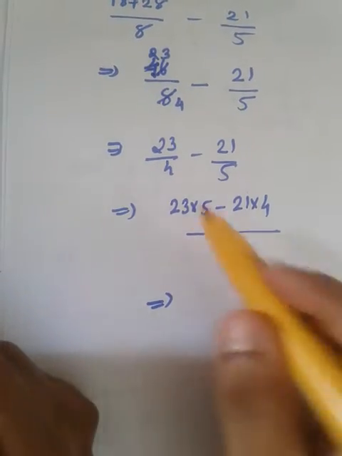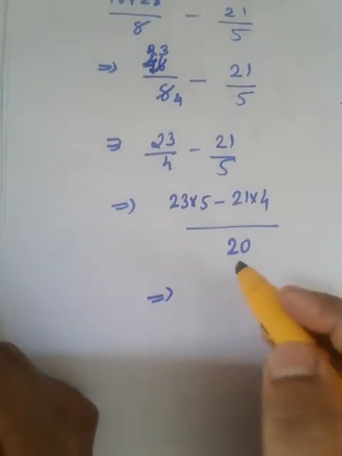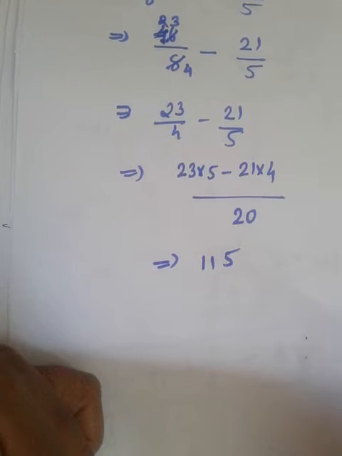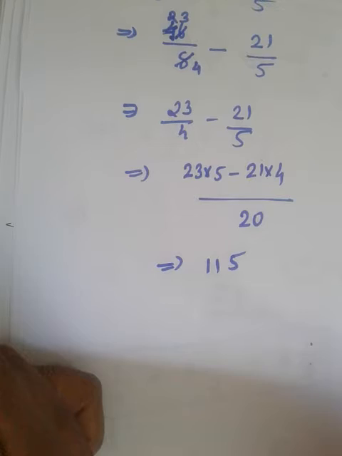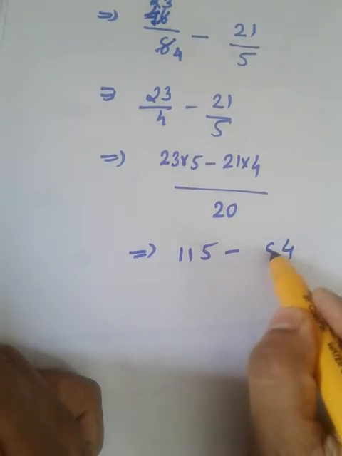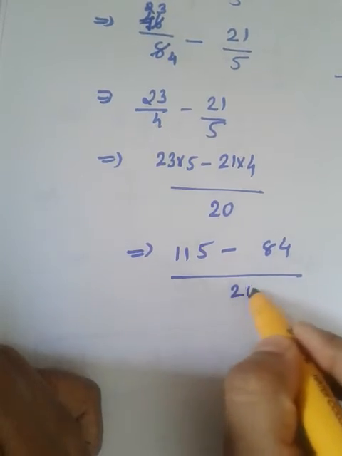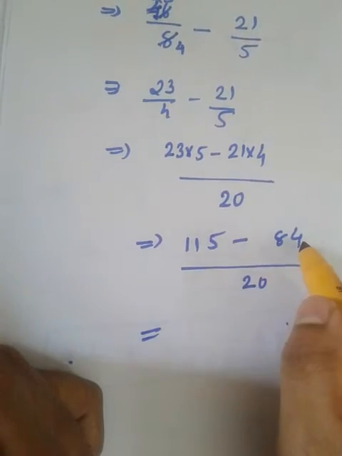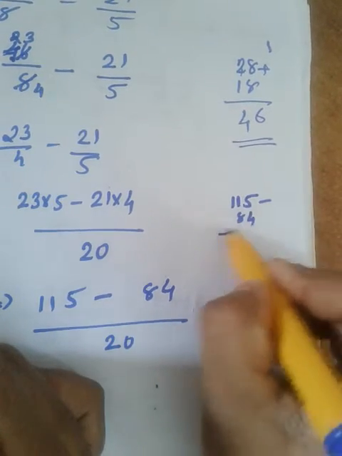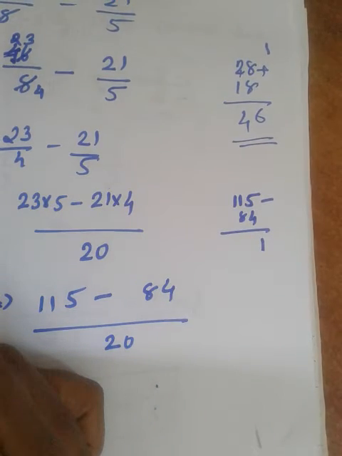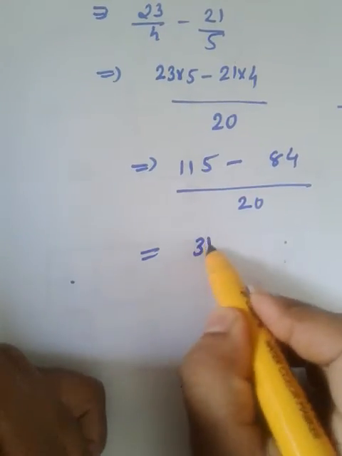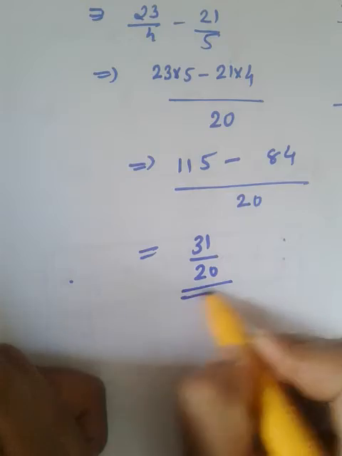Clear? What is 23 into 5? Find it, multiply and find it out. 115, no? Yes. Then 21 into 4, 84 divided by 20. Okay, what is 115 minus 84? 115 minus 84. 31. So the answer will be 31 divided by 20.